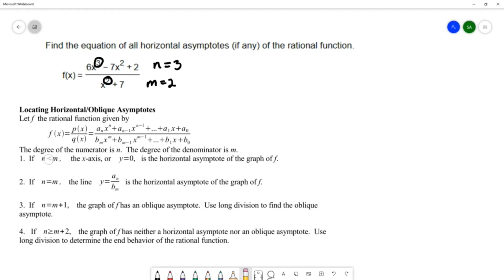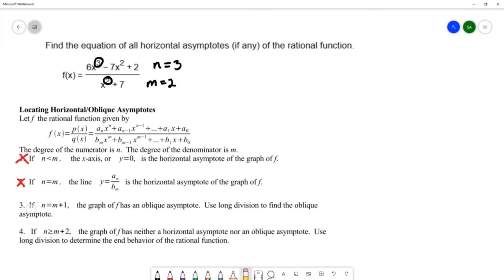So we have this first case where the degree of the numerator is less than the degree of the denominator. And I can see that that's not true in this example. The numerator is larger than the denominator. So we are not in case 1. In the second case, n is equal to m. The degree of the numerator is equal to the degree of the denominator. We have 3 and 2. Those values are not equal to each other, so we're not in case 2.